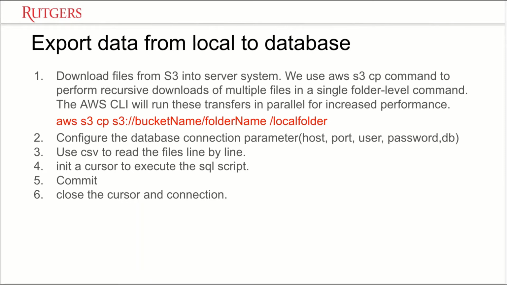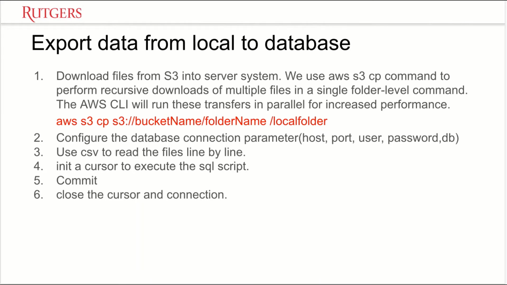And the steps are downloading files from S3 into the server system. We use the AWS S3 copy command to perform recursive downloads of multiple files in a single folder level command. The AWS CLI will run these transfers in parallel for increased performance. The red text is the command.